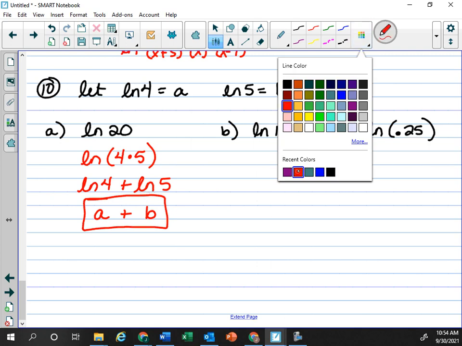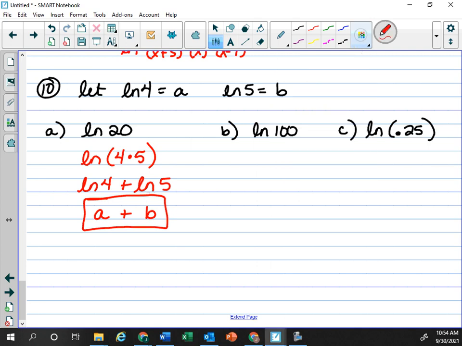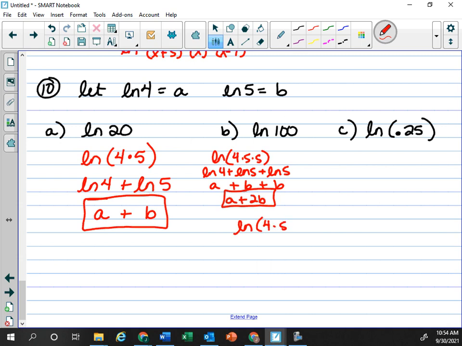So natural log of 100, you could think of natural log of 4 times 5 times 5. I'm trying to leave room to do this twice. So then expand. You could do that: A plus B plus B, absolutely, A plus 2B. Or you could have seen it as an exponent thing and said, okay, that's 4 times 5 squared. So natural log of 4 plus 2 natural log of 5.